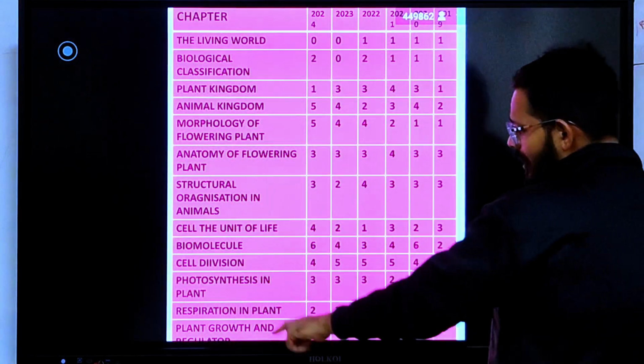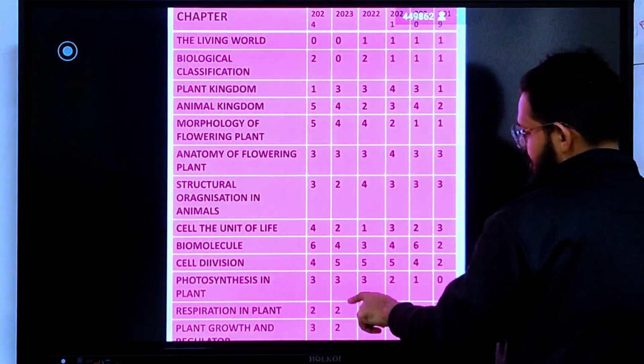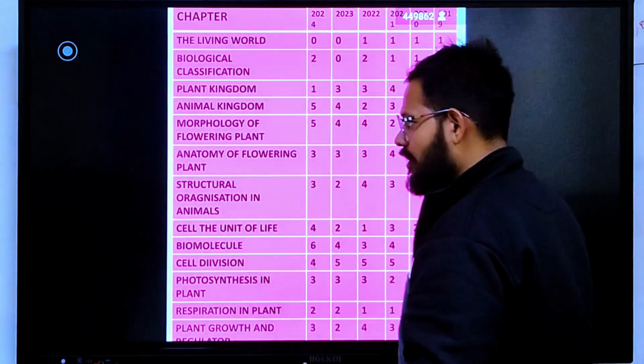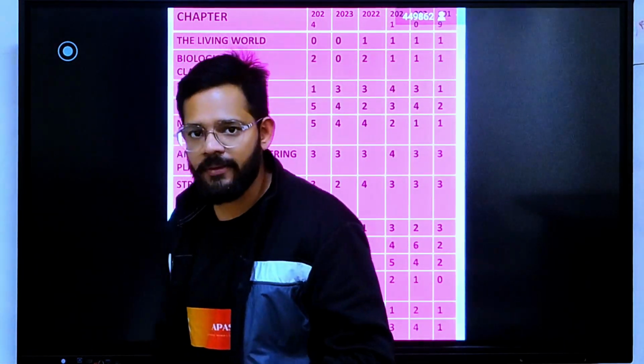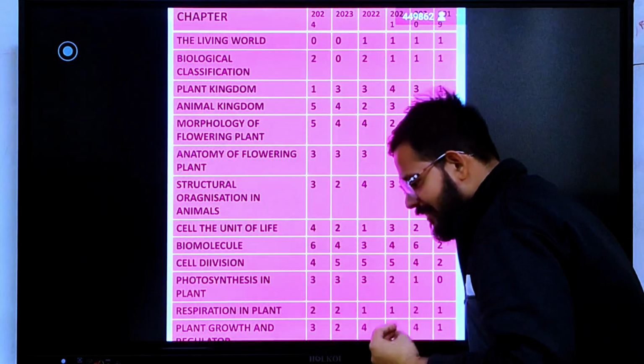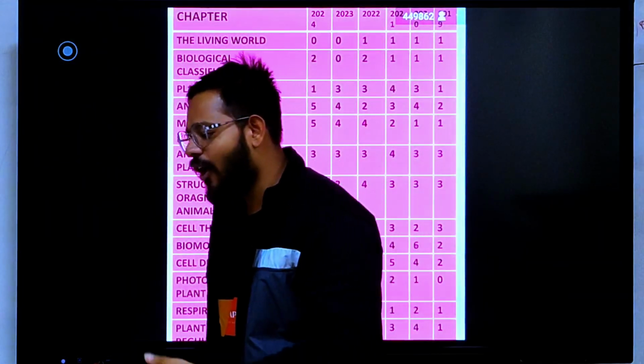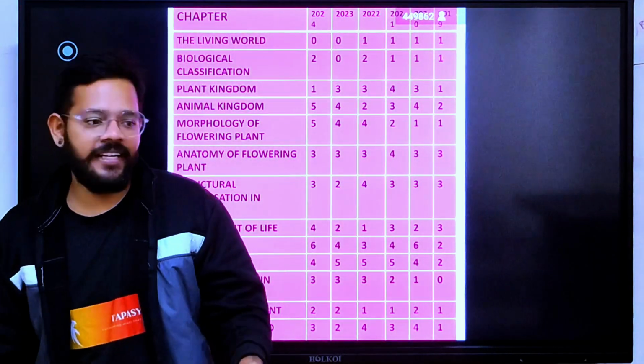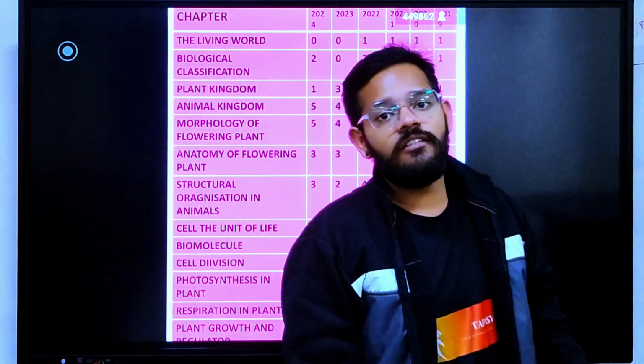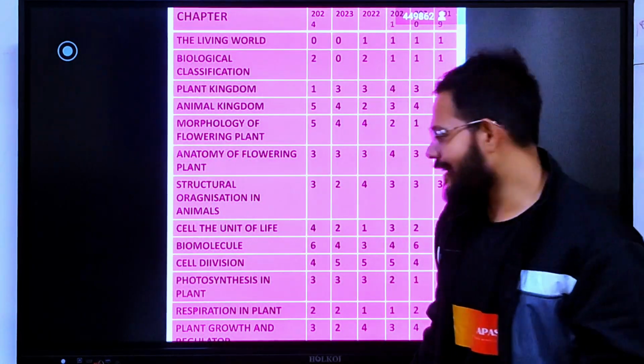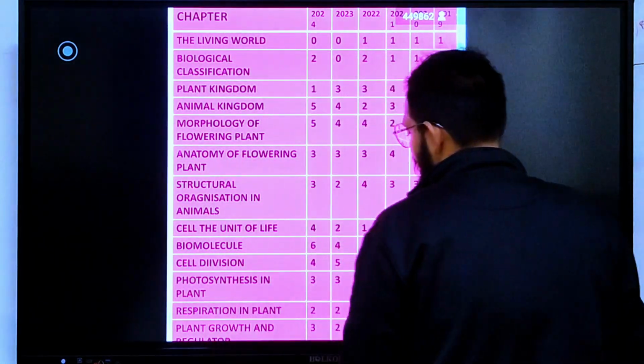Now next one is respiration in plants. Again it is a constant. Constantly 2 to 1 questions come from this chapter, and most of the time it comes from the ATP part. How many ATP are produced? How many cycles run? What is the substrate? What enzyme is required? That type of question comes from respiration in plants.